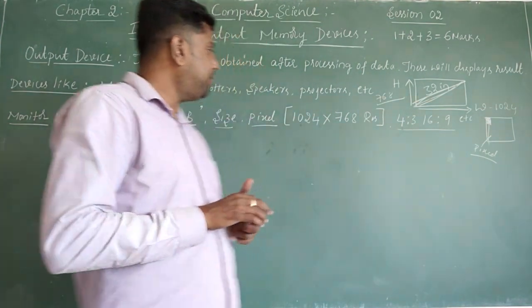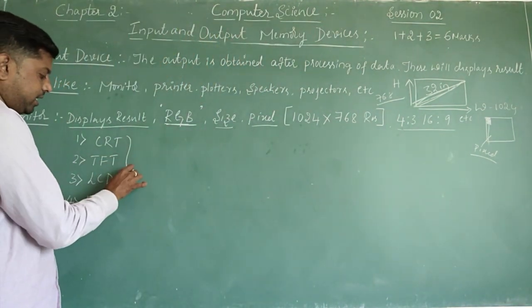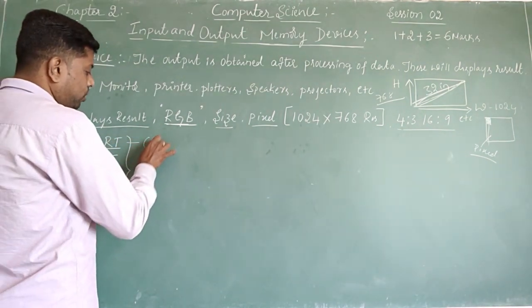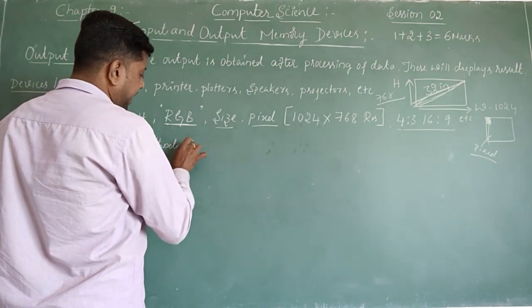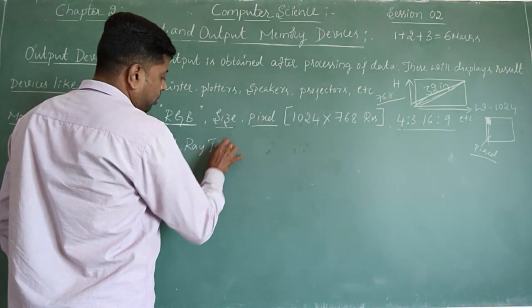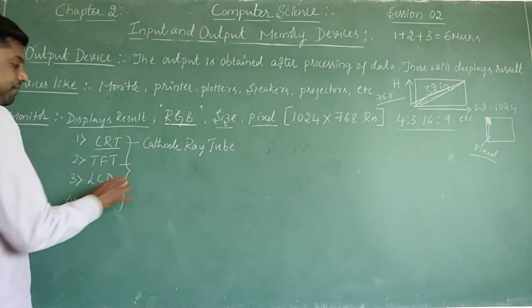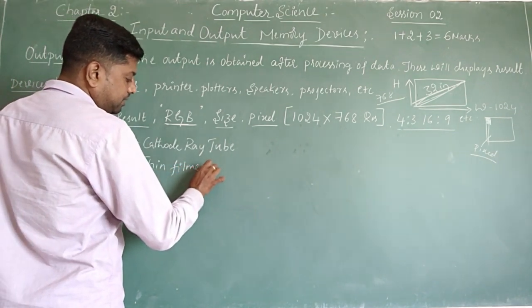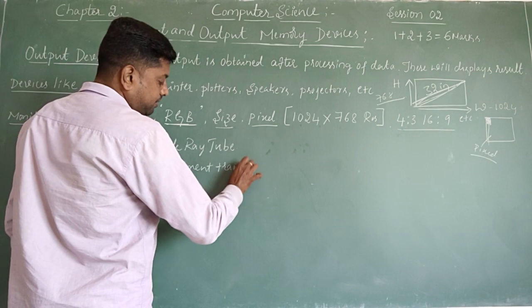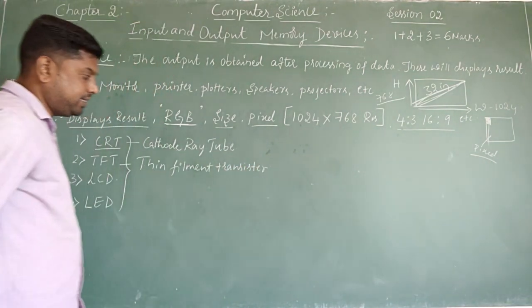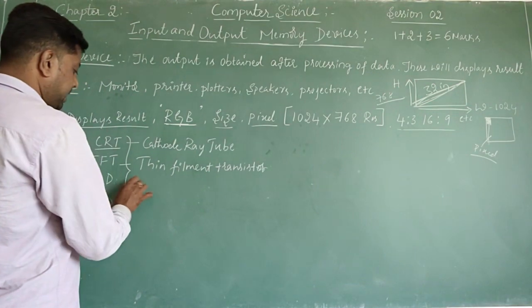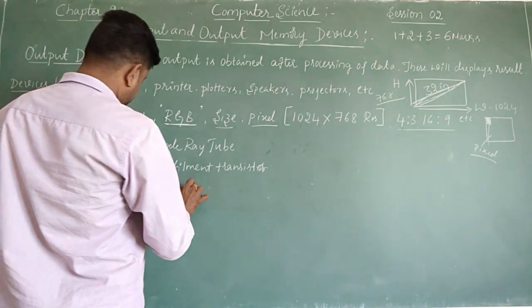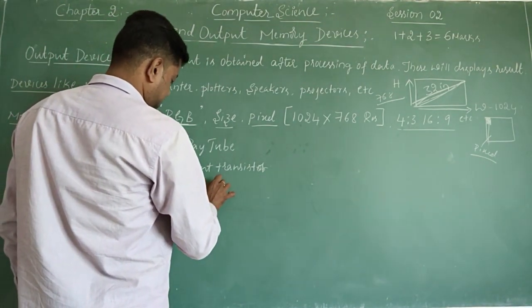But after some time, monitors were categorized into types, starting with CRT. CRT is the abbreviation for cathode ray tube. TFT, thin film transistor. And LCD, liquid crystal display.